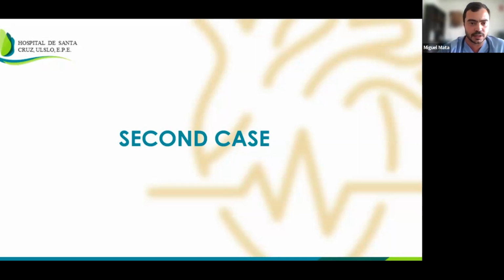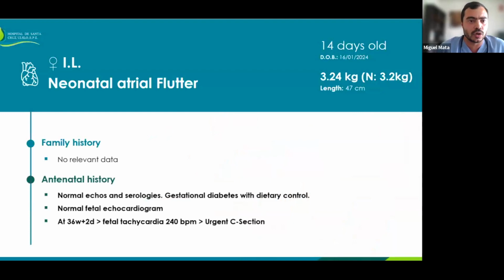So the second case is also of a neonatal atrial flutter, of a 14-day-old female, full term, with 3.2 kilos. In terms of previous history, there was no relevant data in family history, and the antenatal history was unremarkable until the 3rd trimester. She had normal echoes and normal serologies. She had gestational diabetes, but that was controlled with diet. And so she performed the fetal echocardiogram that was also normal.